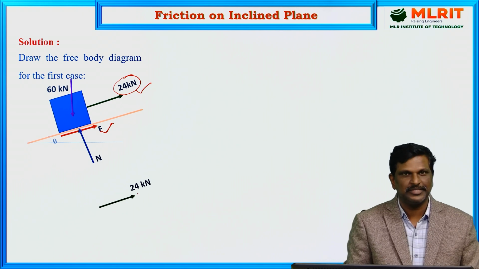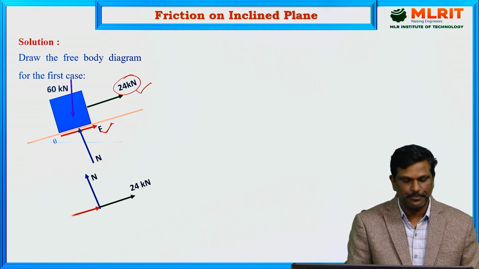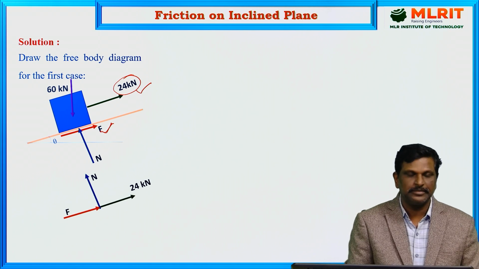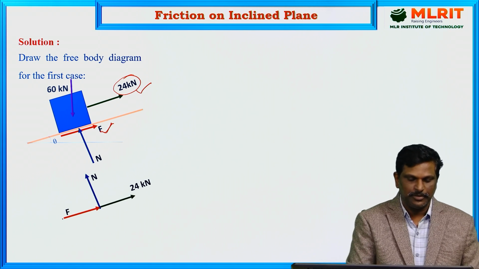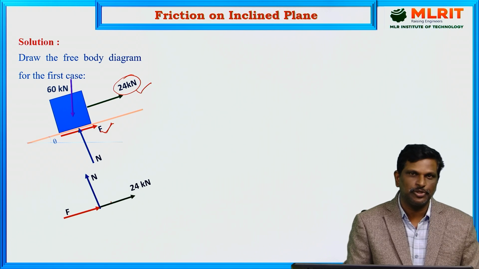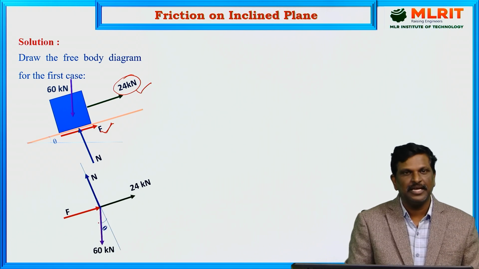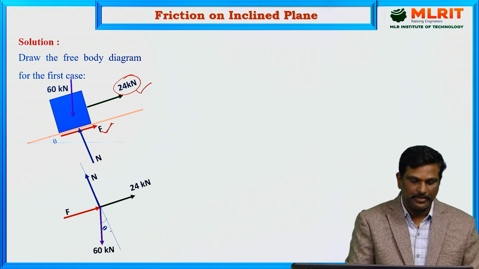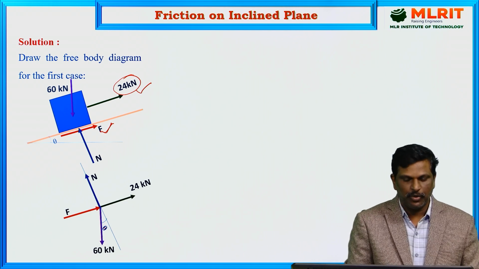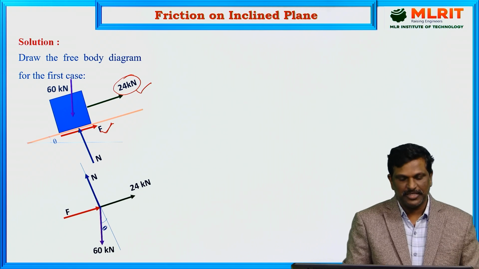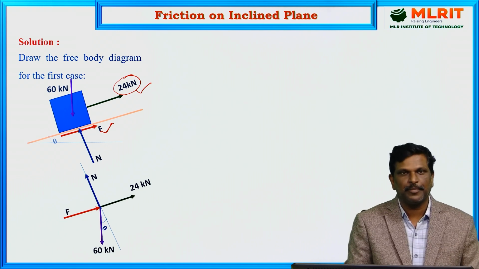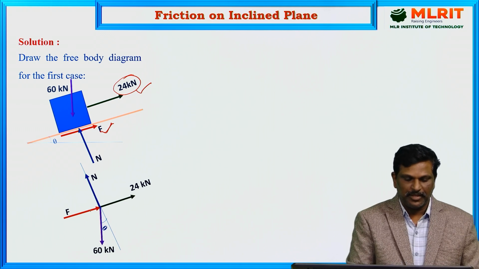Now, draw the force diagram. 24 kilonewtons acts parallel to the plane, the normal reaction is perpendicular to the plane, and friction acts along the plane in the upward direction. The weight always acts vertically downwards, and its inclination with the normal reaction, or the perpendicular to the plane, is theta. Now we will resolve the forces parallel to the plane and perpendicular to the plane to check the static equilibrium equations. The body is under equilibrium.